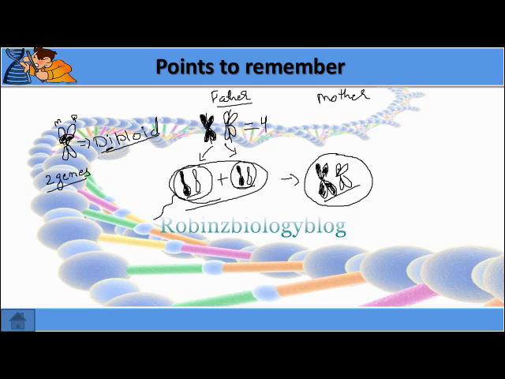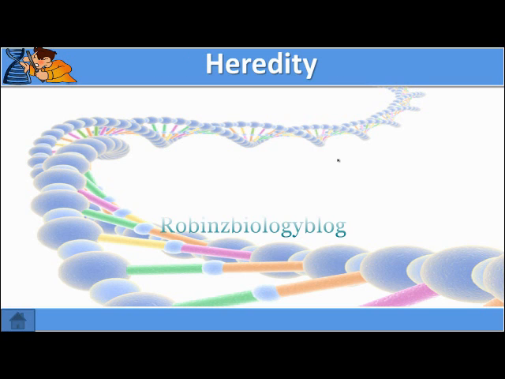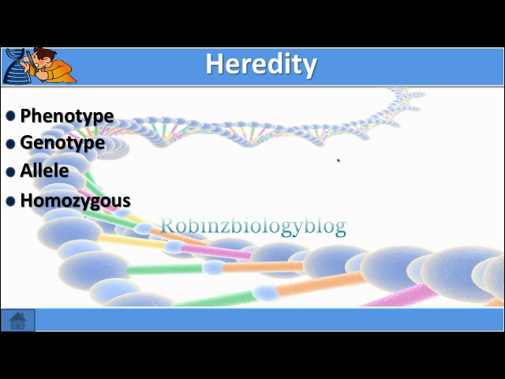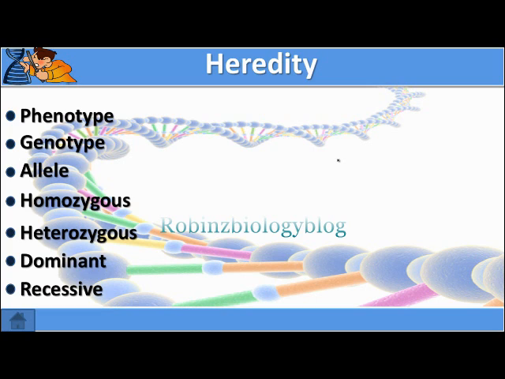Now this is something that you need to keep in your mind. So let's just move ahead with the chapter. So now we again continue with this, and there are certain terms that we are going to discuss now. Genotype, phenotype, allele, homozygous, heterozygous, dominant, and recessive.